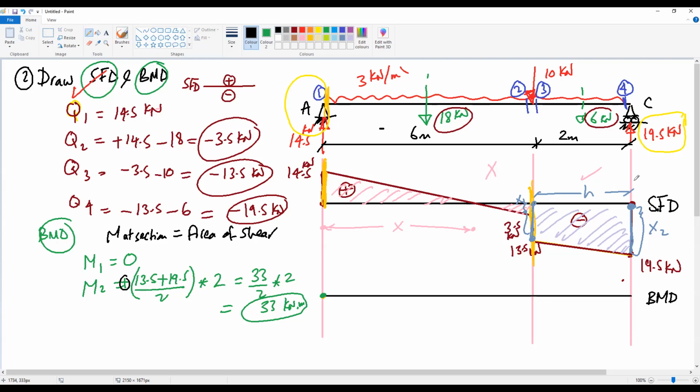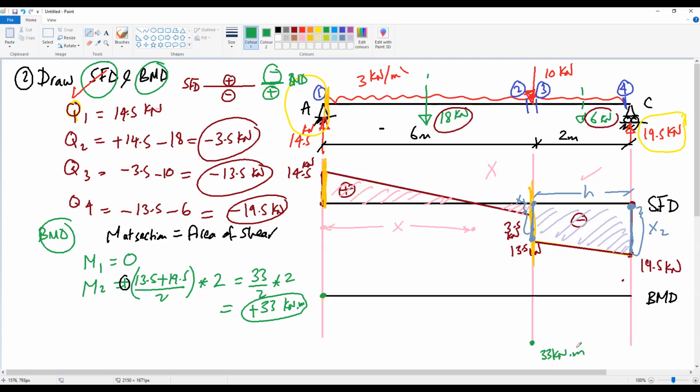Because the area of shear is calculated from right, we have to give the moment a positive sign. And we also said last week that the rule of bending moment is above datum negative and below datum positive when you draw the bending moment diagram. So where do we put this 33 kilonewton meter, below or above datum? Below datum. So the moment here at section 2 is 33 kilonewton meter.